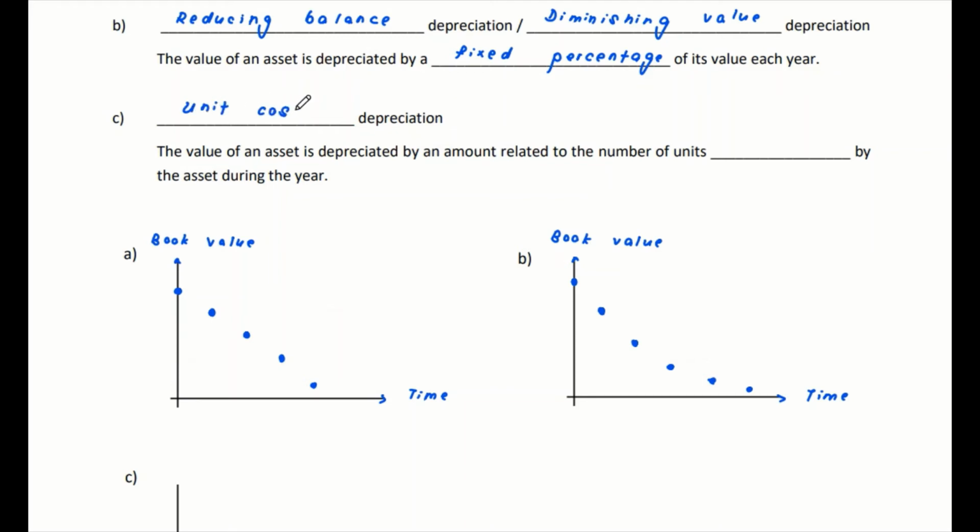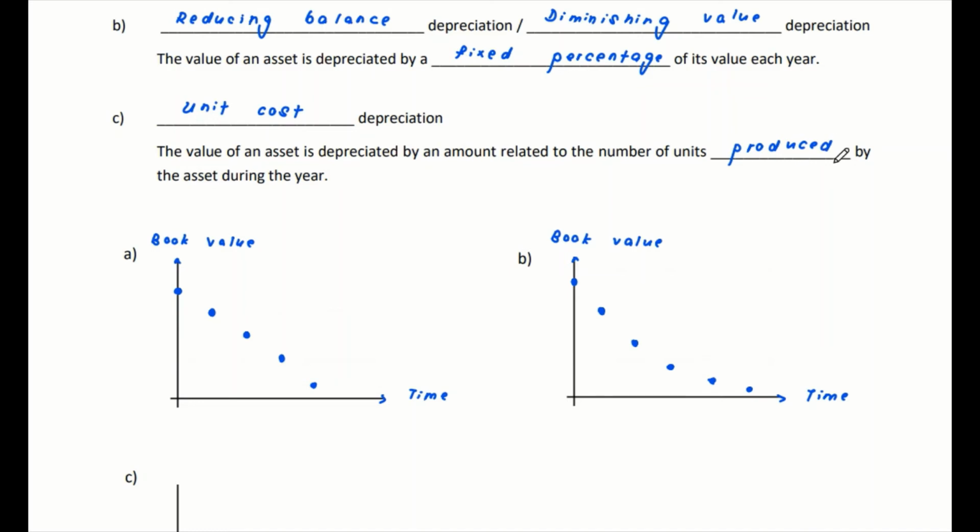Okay, so unit cost depreciation is a little bit different from the two that we mentioned in front. For these two, the book value changes according to time. So I don't care about whether you use the asset or not, as long as time passes by, the value of the asset will decrease. But for unit cost depreciation, we talk about usage. So the value of an asset is depreciated by an amount related to the number of units produced by the asset during the year.